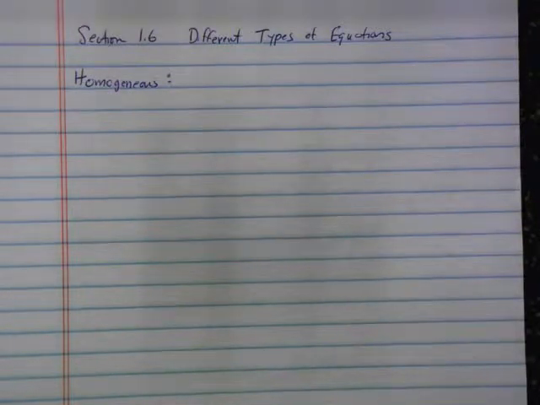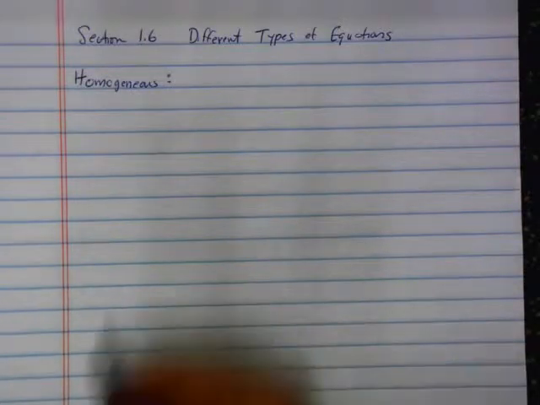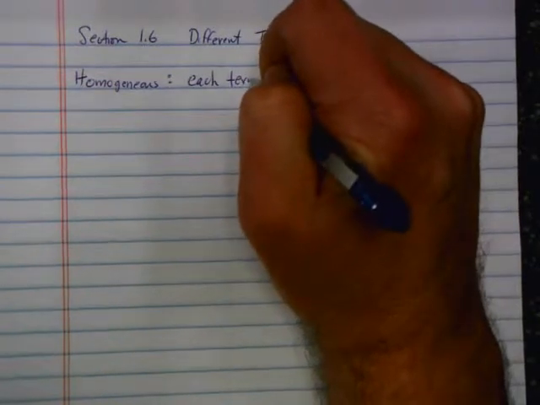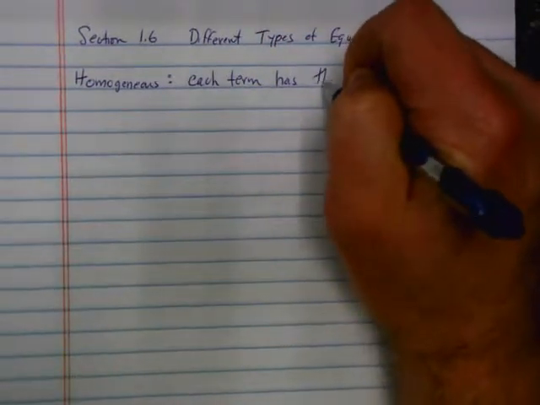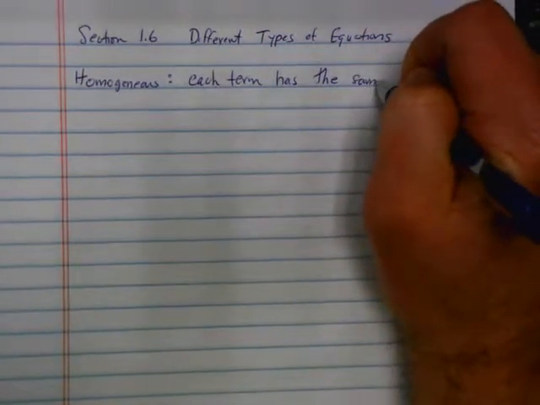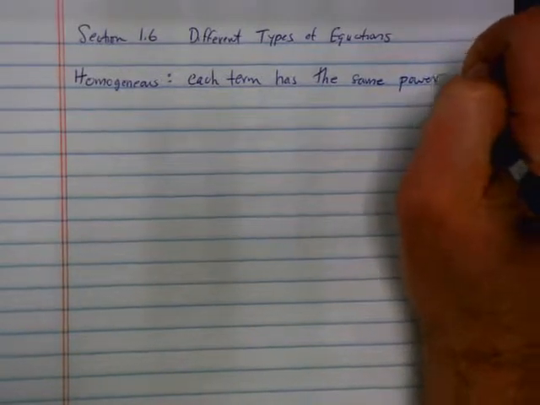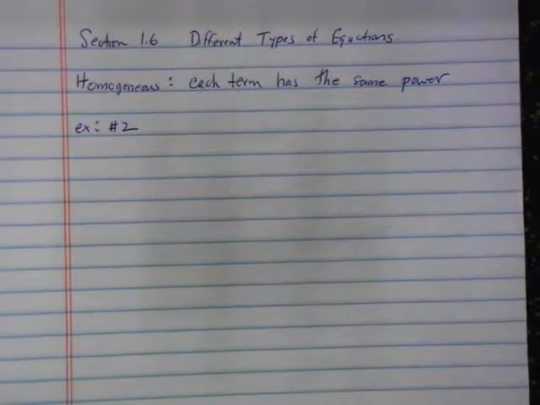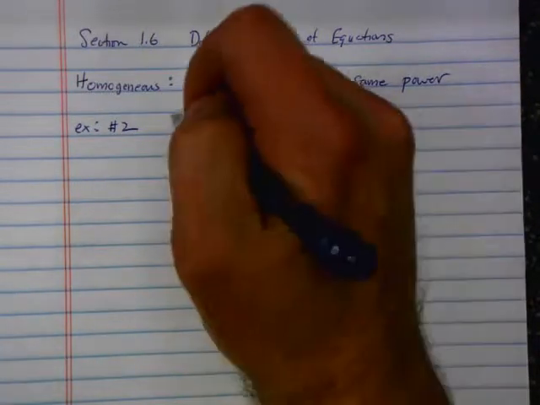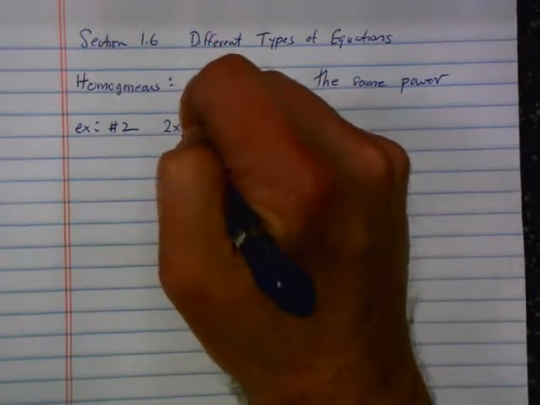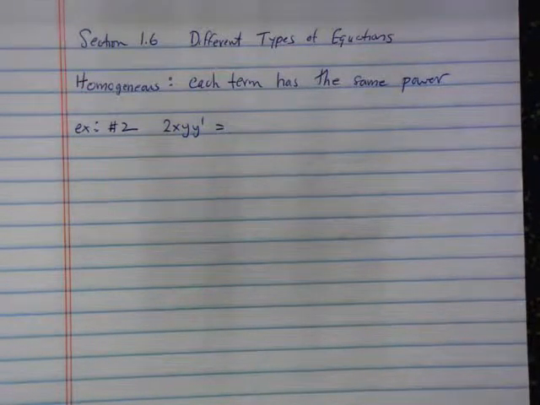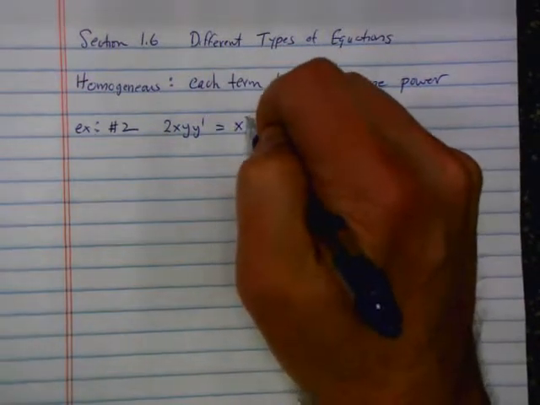No. All right. Homogeneous first order equations, this means each term has the same power. All right, so let me give you an example. This is problem number 2 out of section 1.6. 2xy y prime equals x squared plus 2y squared.